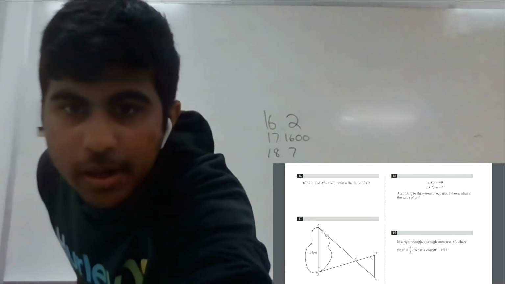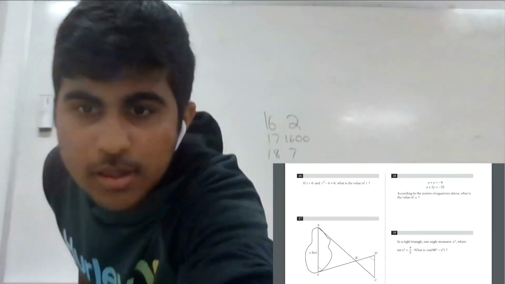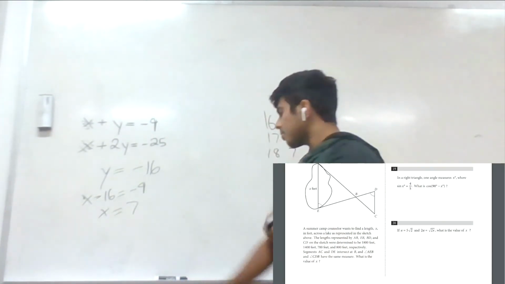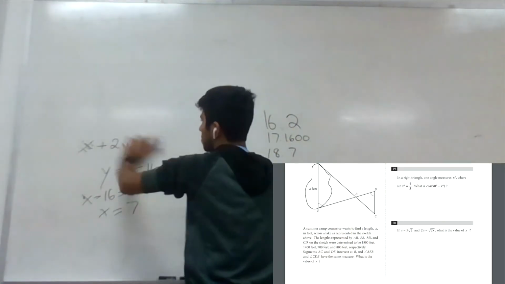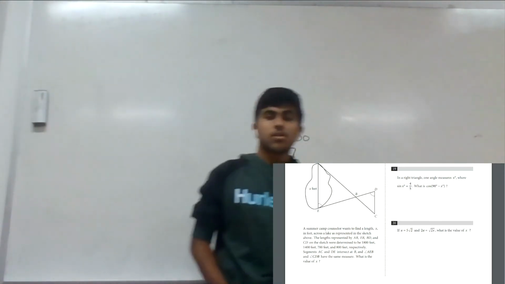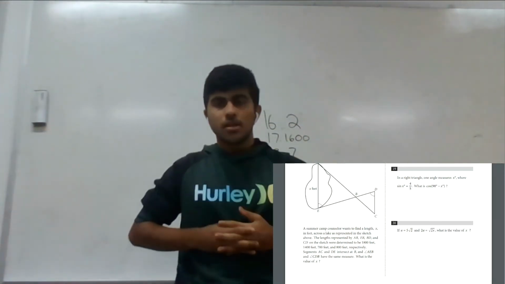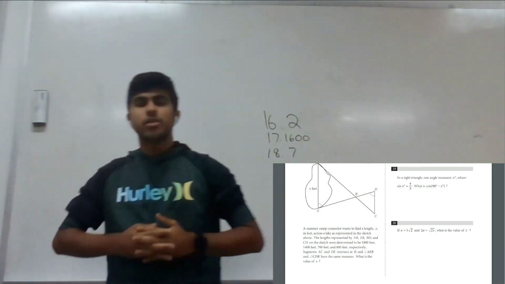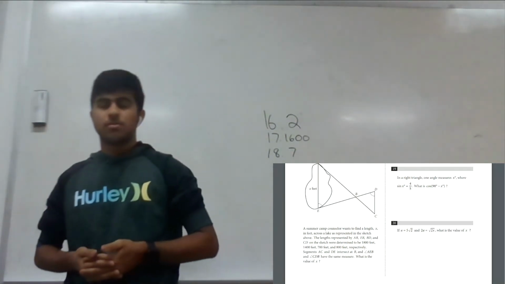Okay, so now we're going to the next question, or it's already there really, so I can just leave it like that. Alright, so we're going to deal with right triangles. In a right triangle, one angle measures x degrees, where sine x degrees equals 4/5. What is cosine of 90 minus x degrees?